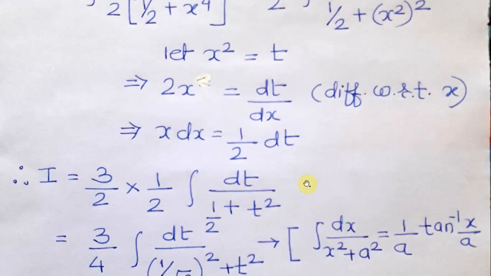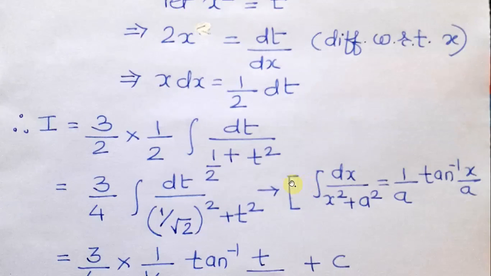Now here 1 upon 2, because formulas are applicable in such a way that along with the square of the variable we require the square of the constant term also, but 1 upon 2 is not a perfect square. Last time 9 upon 25 was a perfect square. We can write 3 upon 5 whole power 2, but 1 upon 2 we cannot write like that. So 1 upon 2 we can write as 1 upon root 2 whole power 2, because square and square root will cancel and again you will get the same term.